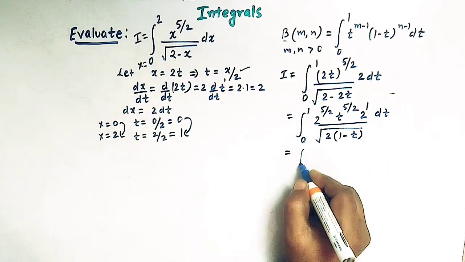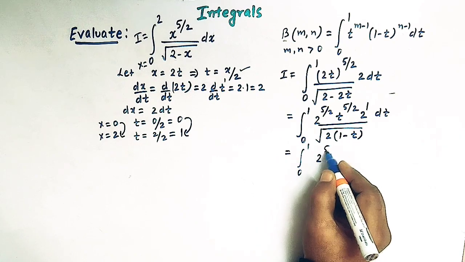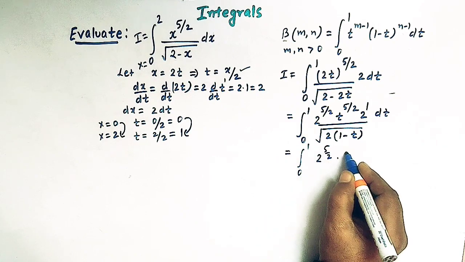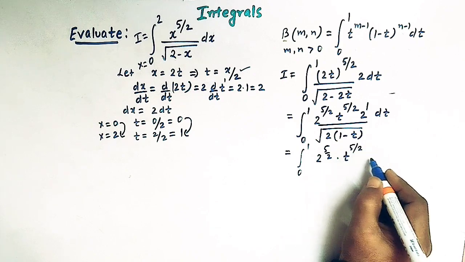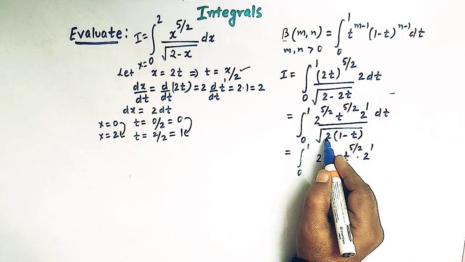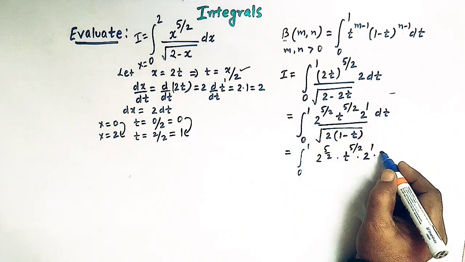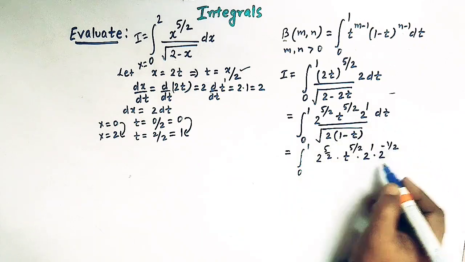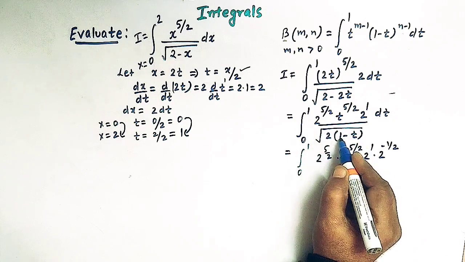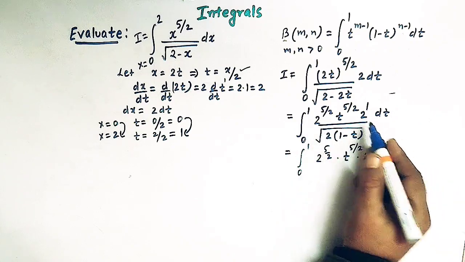So now we can write 0 to 1, we have 2 raised to 5 over 2 and t raised to 5 over 2, and here we have 2 raised to 1, and taking square root of 2 to the numerator, we can write 2 raised to minus half, and here square root of 1 minus t can also be taken to the numerator.